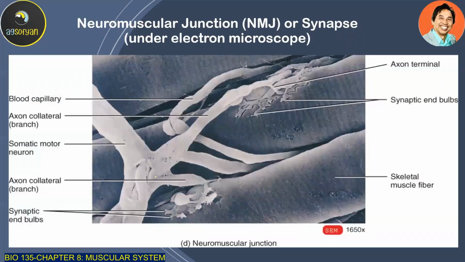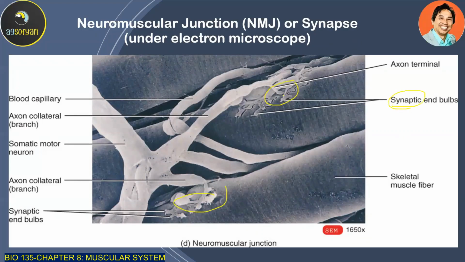This is an electron microscope image showing us the motor neuron, the nervous system, going to the skeletal muscle over here. This area is what we call the synapse.